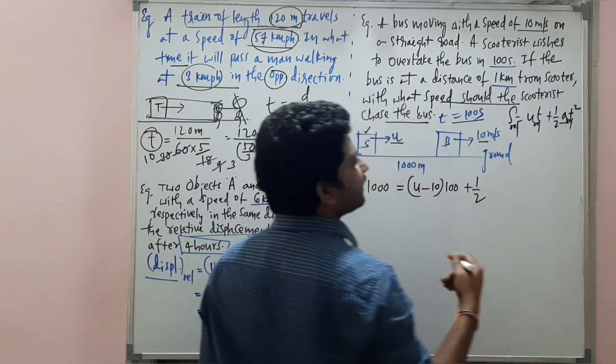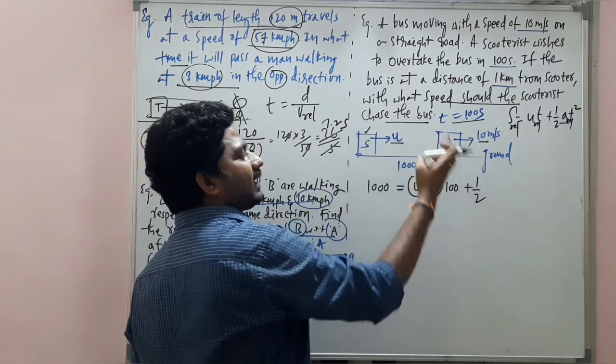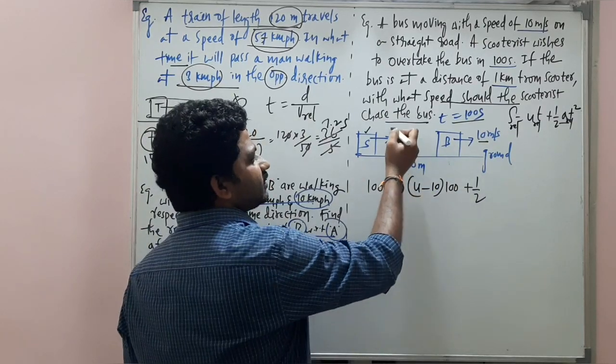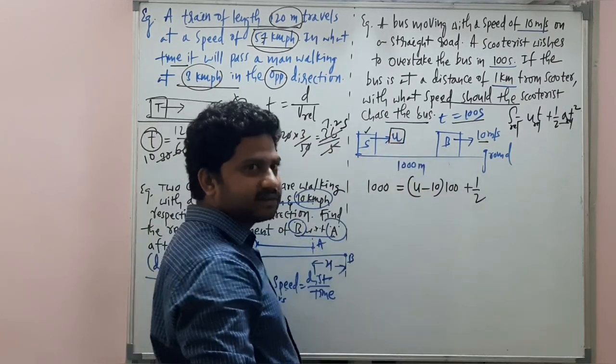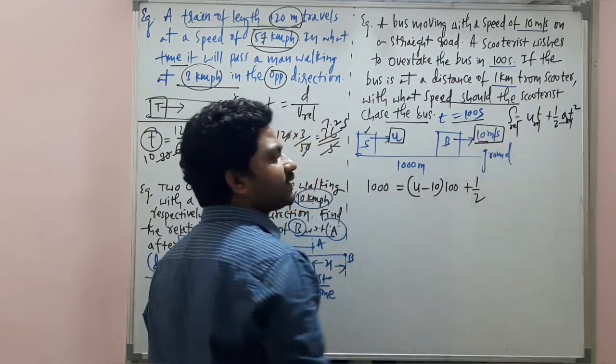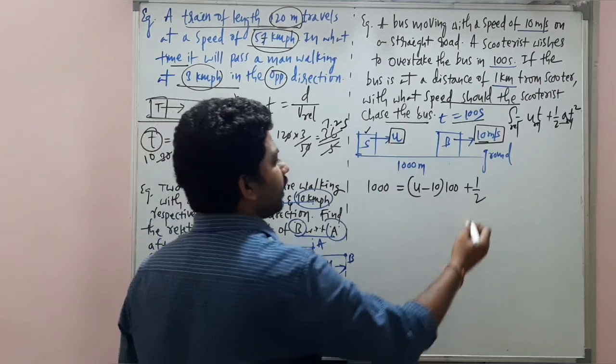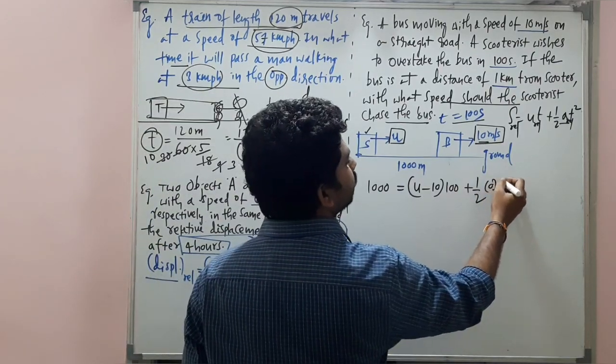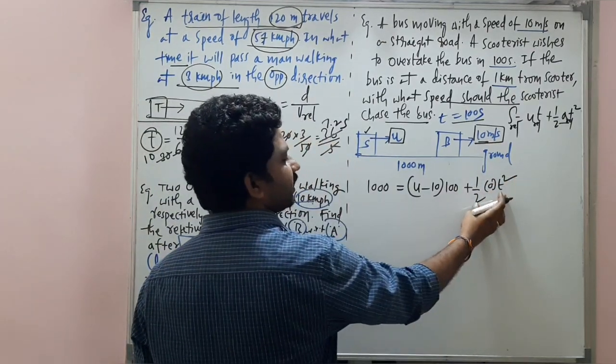relative acceleration. Acceleration of the scooter minus acceleration of the bus. As this is moving with constant velocity, acceleration is 0. And this is also moving with constant velocity, acceleration is 0. So now acceleration is 0 into a t square. So this part will become 0, right?